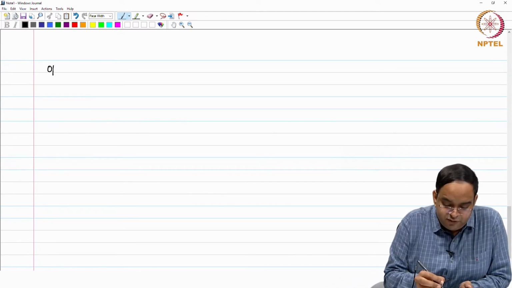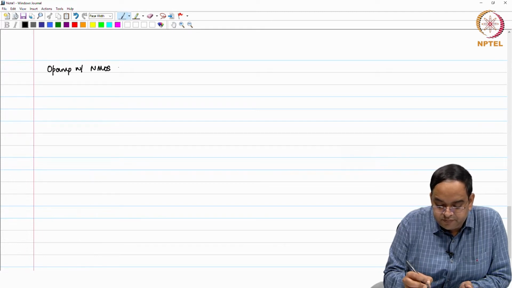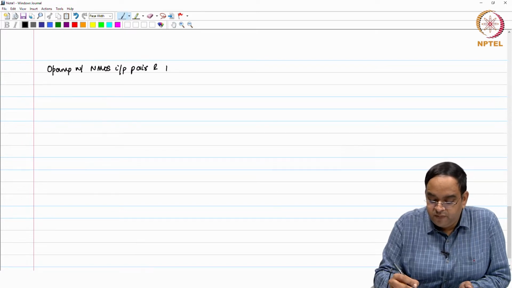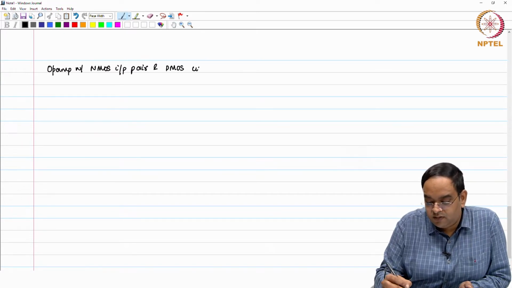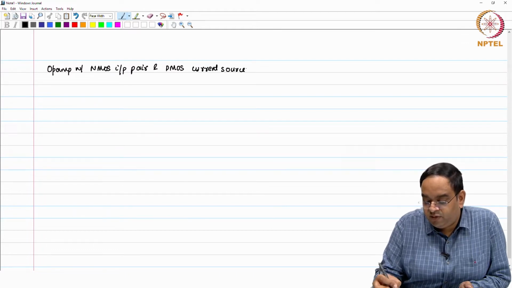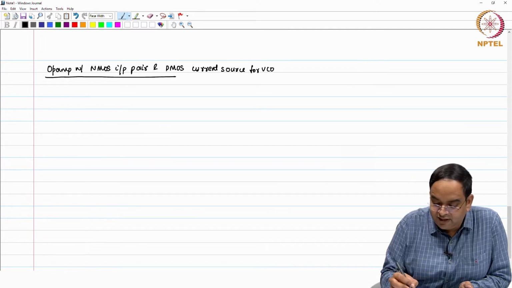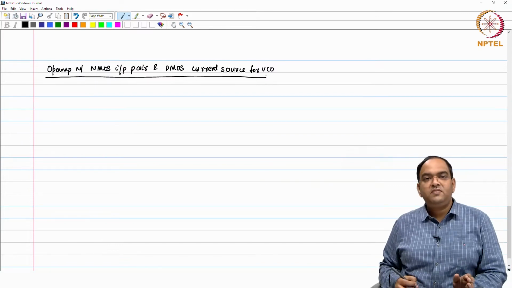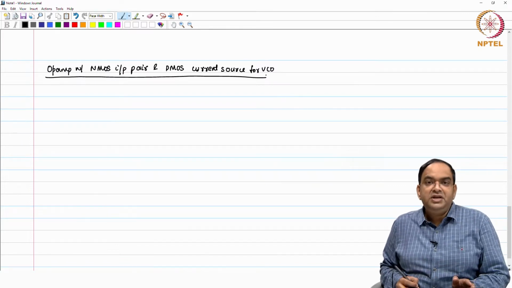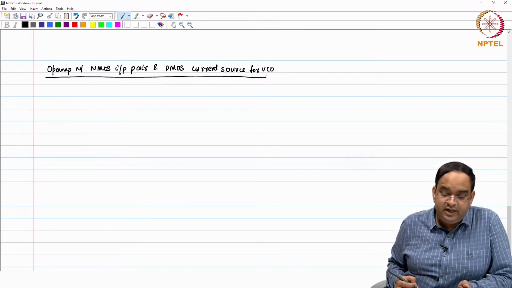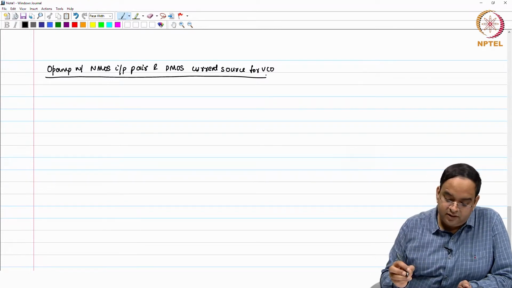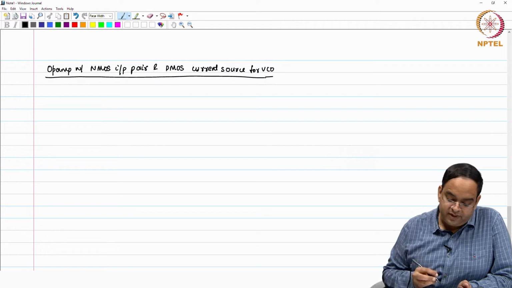So, given that we will use an op-amp with an NMOS input pair and a PMOS current source for the VCO, we have to analyze the supply noise rejection. Now, we will bring in the capacitors which are there in the op-amp and see how the supply noise rejection depends on the frequency of the supply noise.